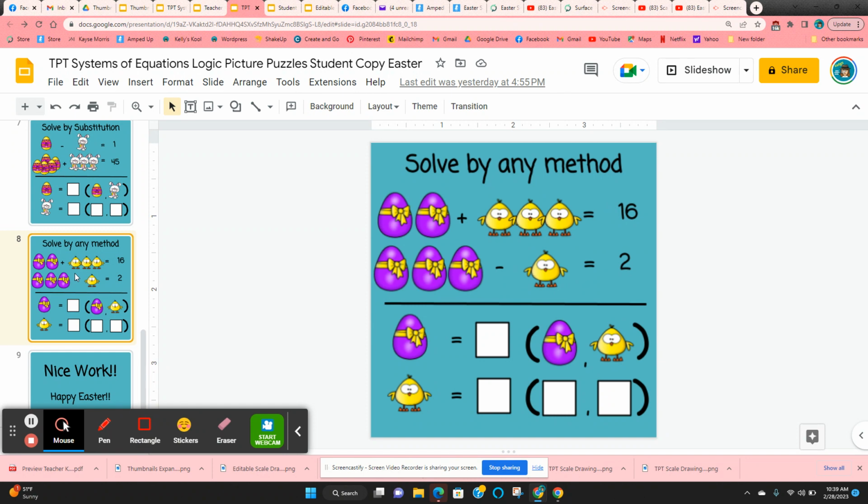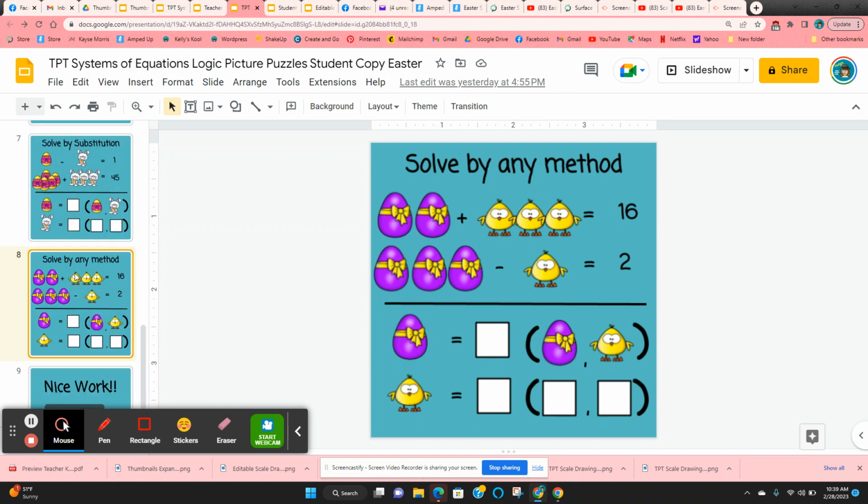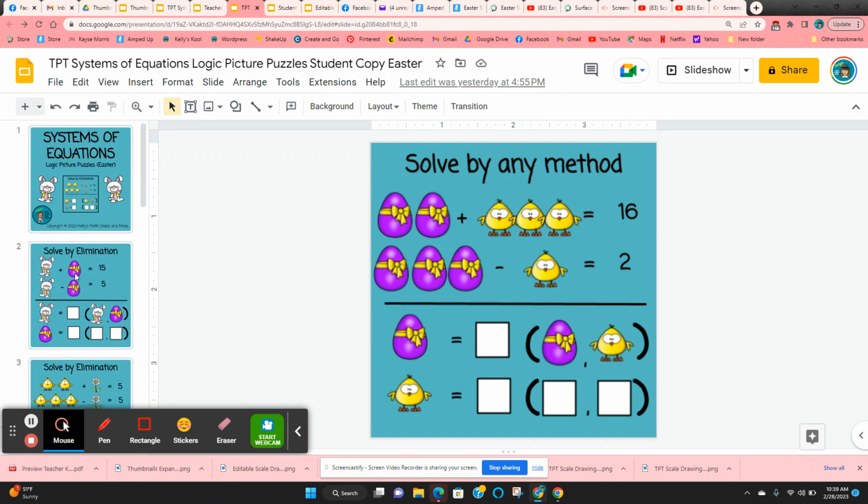And then the last one, they can solve by any method. So it should be kind of a fun way for the students to practice systems of equations with the Easter theme.